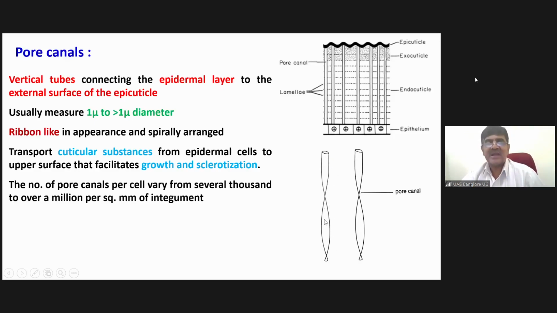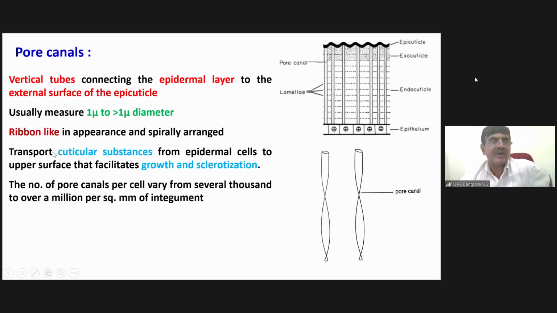So if you observe under the microscope, these pore canals are seen as ribbon-like in appearance, and they are spiral in shape. So these pore canals are ribbon-like in appearance and spirally arranged. So what is the function of these pore canals?